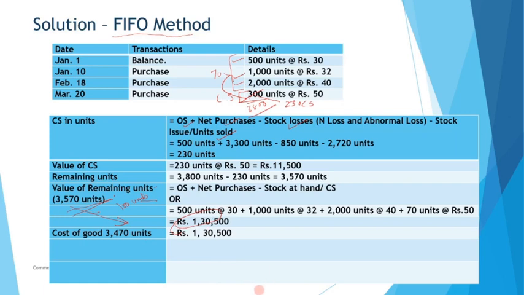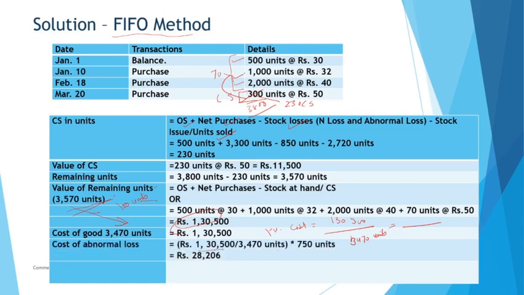So your cost is going to be same for these many units. So in a way, per unit cost is going to be, you can revise this as 1,30,500 upon 3470 units. So this will give you cost per unit. Now this cost will be multiplied with, so this is your cost per unit. When you multiply this with abnormal loss, you get the value of abnormal loss. And when you multiply this with the unit sold, it will give you cost of goods issued or cost of goods sold.